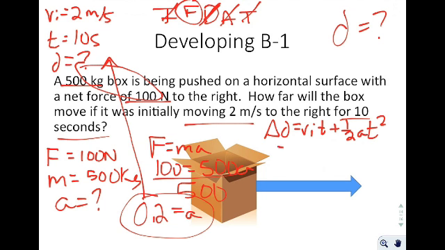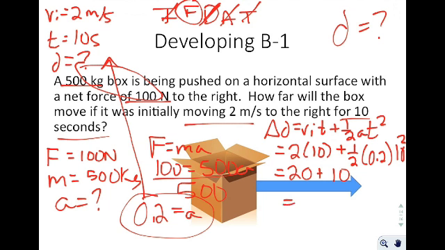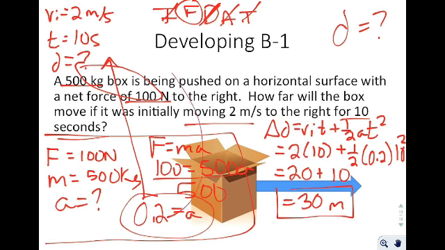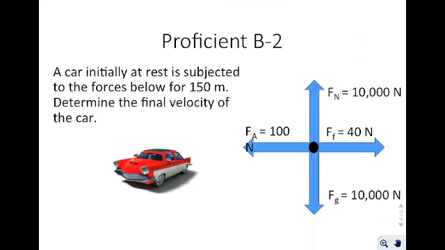So at this point, you would plug in, you would say 2 times 10 plus 1/2 of 0.2 times 10 squared. Well, 2 times 10 is easy, that's 20, plus 10 squared is 100, times 1/2 times 0.2 ends up giving us a value of about 10, so you would say 30 meters total. Now if you look, this is exactly what we're talking about in terms of using force to get a variable to plug into kinematics. In the next example, it says a car initially at rest is subjected to the forces below for 150 meters. Determine the final velocity of the car.